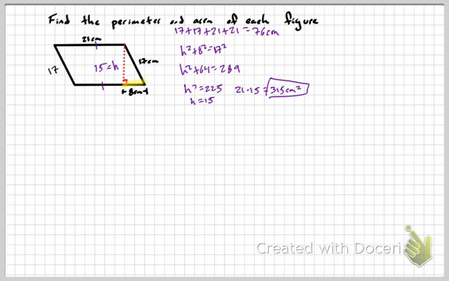So that's just a problem that you might see where they're giving you side lengths, but you have to find the height using Pythagorean theorem. All right? A little bit of overlap here.